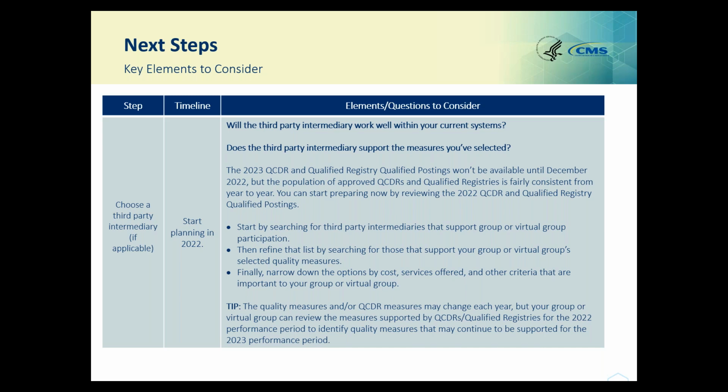You can start preparing now by reviewing the 2022 QCDR and qualified registry qualified postings. Start by searching for third-party intermediaries that support groups or virtual groups participation. Then refine that list by searching for those that support your group or virtual group selected quality measures. Finally, you can narrow down the option by cost, services offered, and other criteria that are important to your group or virtual group. Next slide, please.